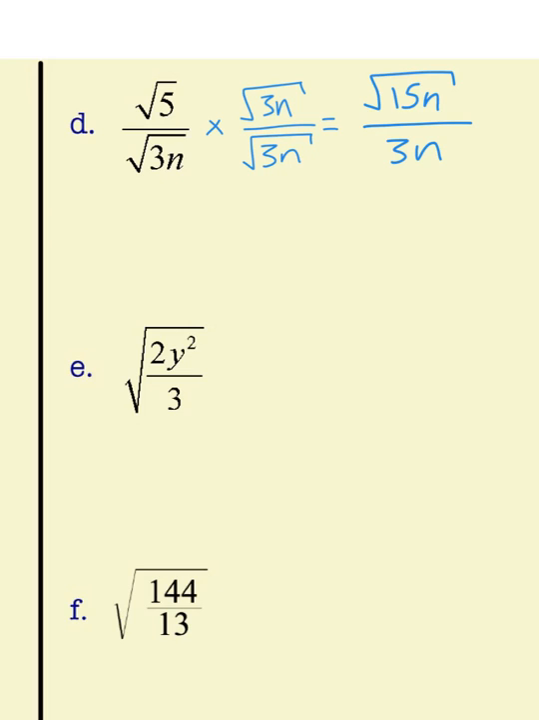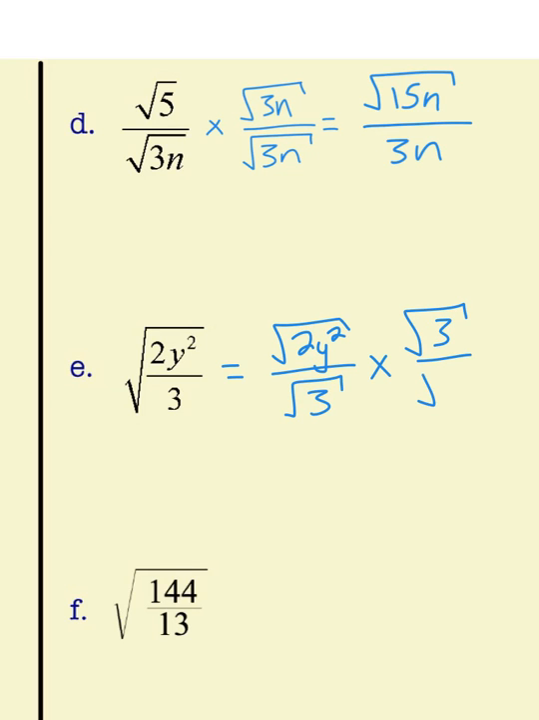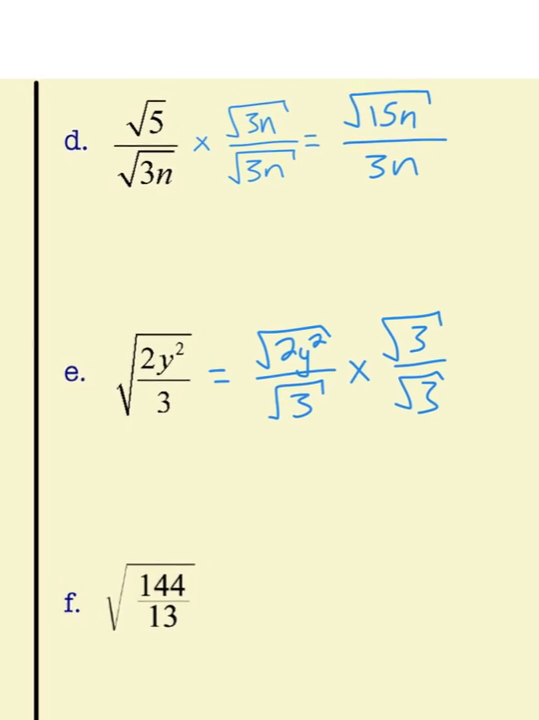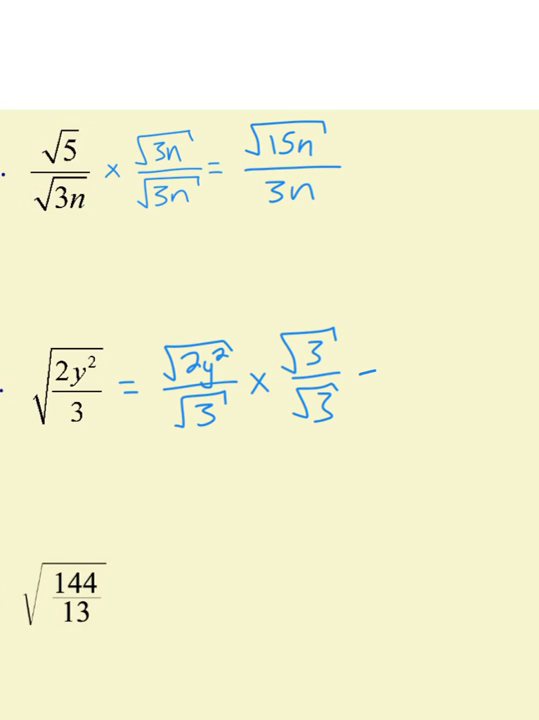All right, now we have a fraction under the radical. So first we're going to simplify that to the square root of 2y squared over the square root of 3. And now I need to rationalize that denominator. So I need to multiply by the square root of 3 over the square root of 3. So this becomes the square root of 6y squared over 3.